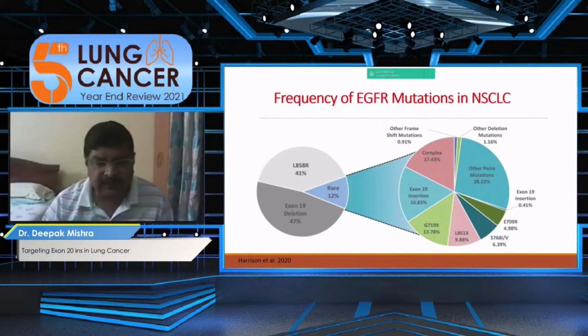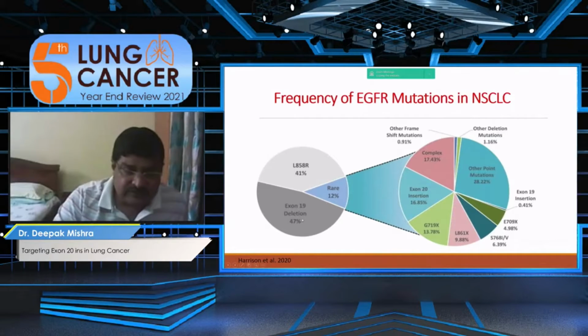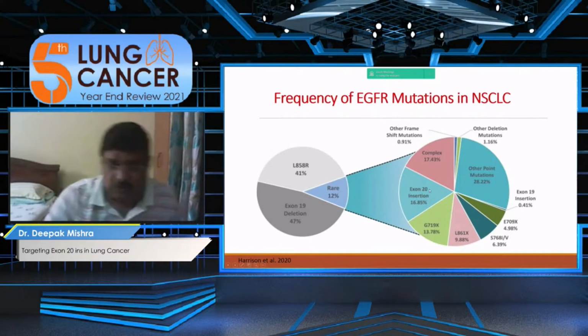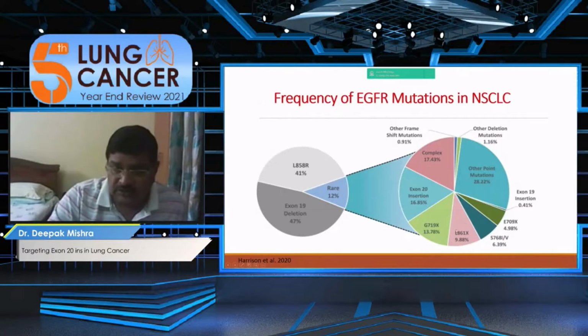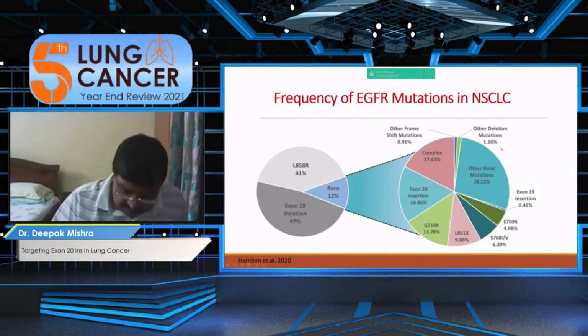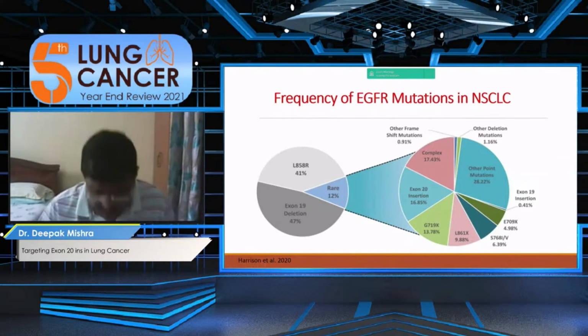If you look at this pie diagram, you can see that 47% are Del19, 41% are L858R, so that constitutes about 88%. The rest of the 12% are all uncommon or non-classical mutations, of which about 1/5 of it is exon 20 insertion mutations. There is about the same percentage of complex mutations, and there are many other uncommon mutations which are usually detected by the real-time PCRs as well as by the next generation sequencing platforms.